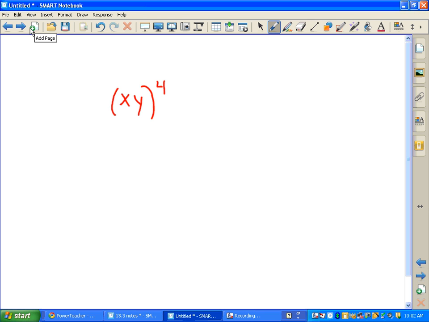Now, I also have some rules for exponents. If I have a couple of different variables, or a number and a variable, inside parentheses and an exponent outside, this is basically like distributing again. This exponent has to go on both of those. So xy raised to the 4th power just means that x gets raised to the 4th power, and so does y.